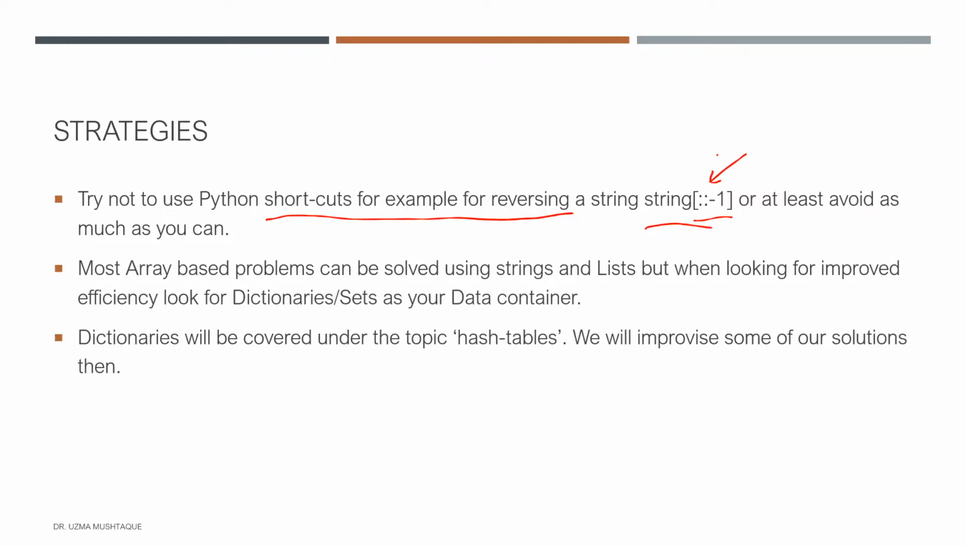Okay. Most array-based problems or list-based problems can be solved using strings and lists. But if you're looking at an improvisation of complexity, look for dictionaries and sets as data containers rather than lists. So that's strategy number 2. And dictionaries, which are also known as hash tables in other languages, will be covered under the topic hash tables later on. But we can improvise solutions right now. If you're familiar with Python, you know how to use dictionaries.